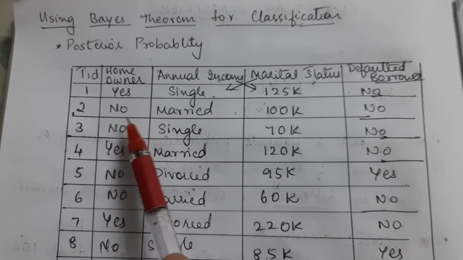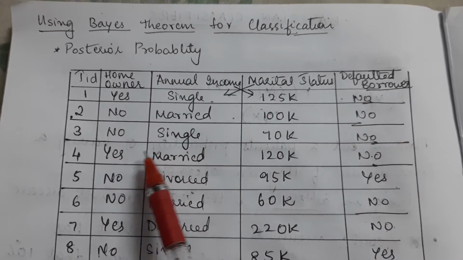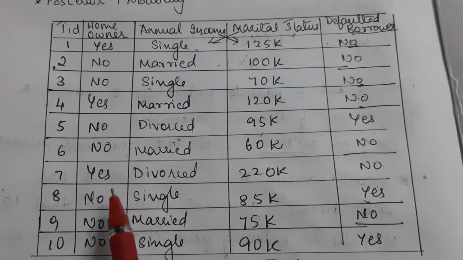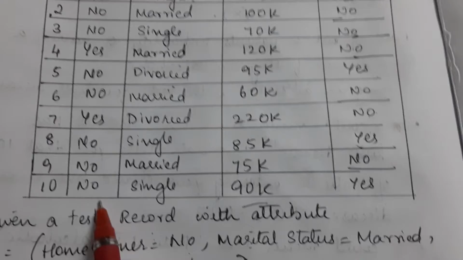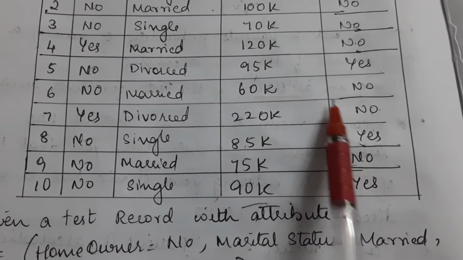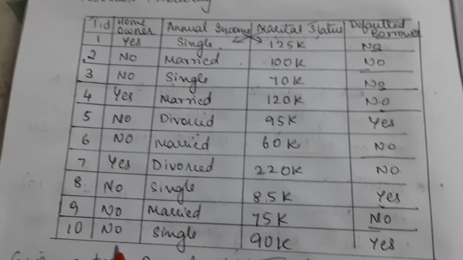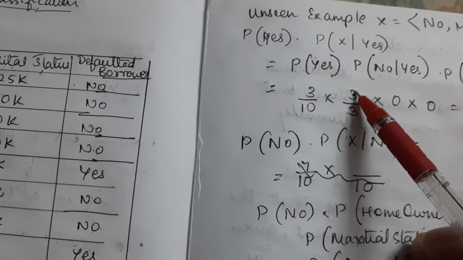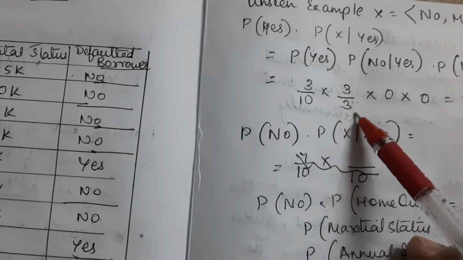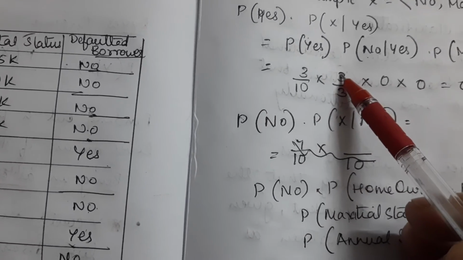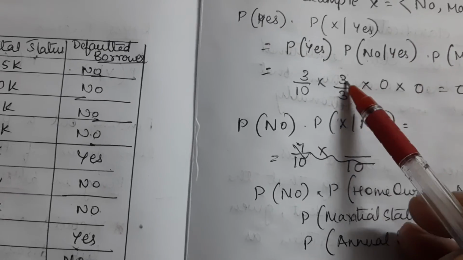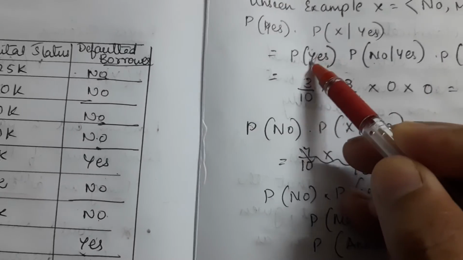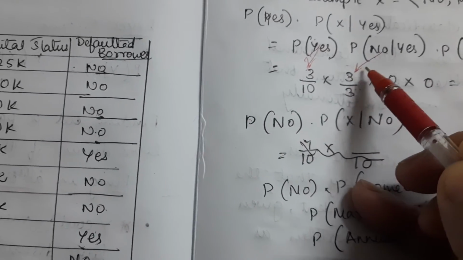Now where is homeowner no? Is the class yes? No. No, no. Here no, yes, yeah. Here it is there, 1. Then no, yes, 2. Then no, yes, 3. So 3 are yes for homeowner is equal to no. So here you can see, the total number of records for yes is also 3. So it is 3 by 3. This is corresponding to this data.